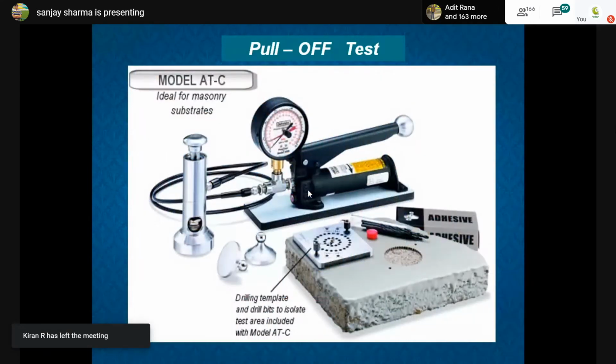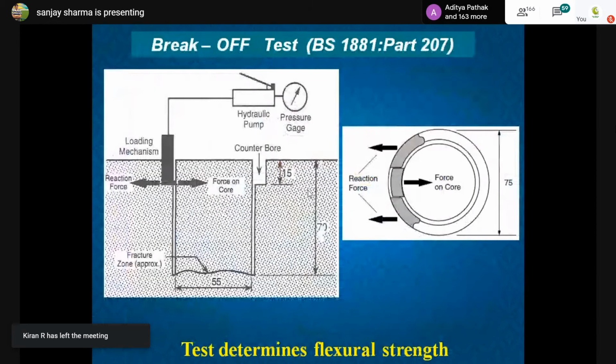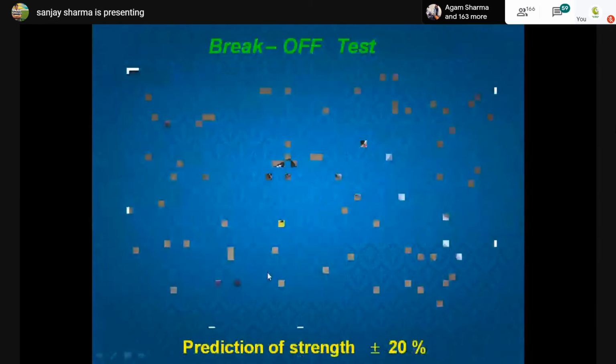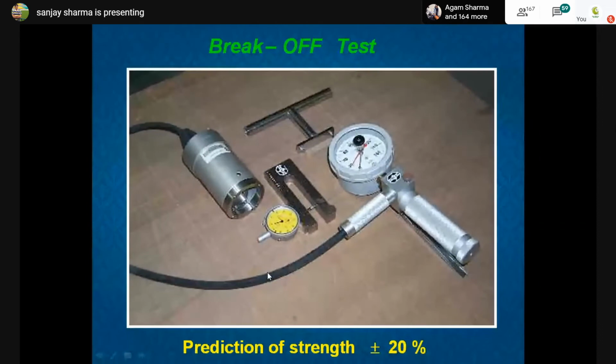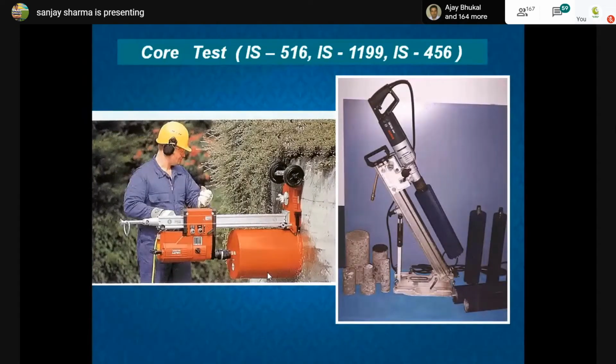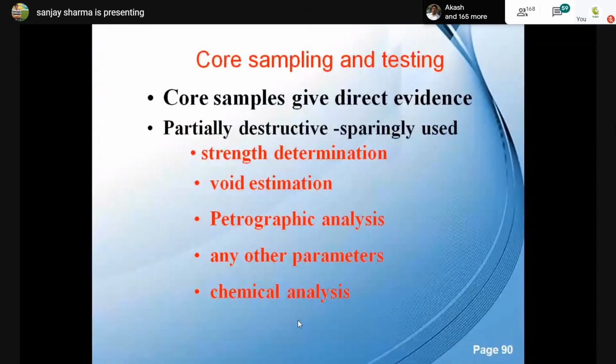This is a complete assembly of the pull-off test. And this is the break-off test, which works in almost a similar way. It is to determine the flexural strength of the concrete. Not very commonly used, but yes, these tests are available, and they have very specialized applications. This is the core test, which is covered under clauses 5 and 6 of our Indian code. On the side we have the core drilling machine, with which you drill out the cores.